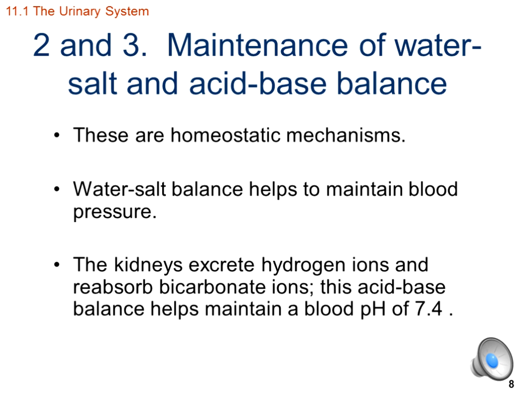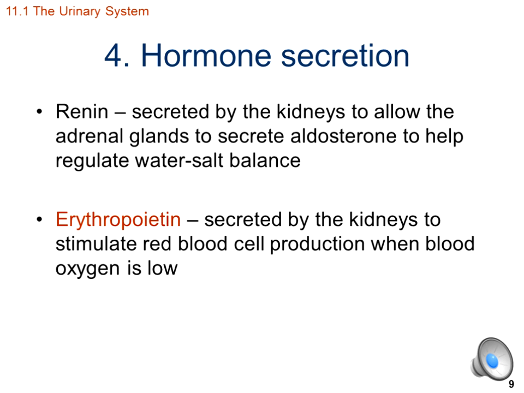We want the pH of our blood to stay slightly basic, at about 7.3, 7.4. Bicarbonate ions will be reabsorbed because it helps us to maintain that blood pH of 7.4. Bicarbonate ions are more basic in nature, and it helps to tie up excess hydrogen ions to ensure that our pH doesn't get too low.